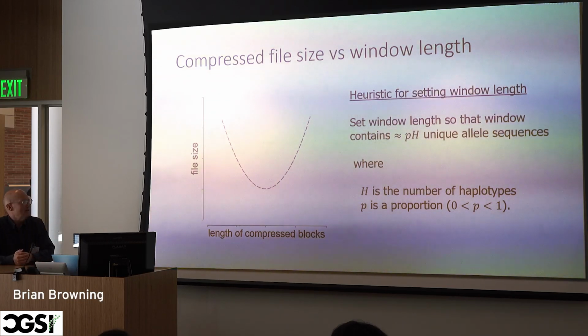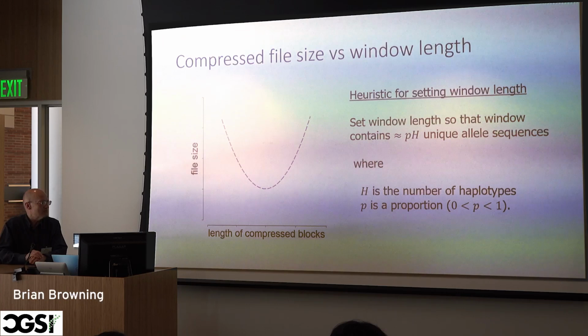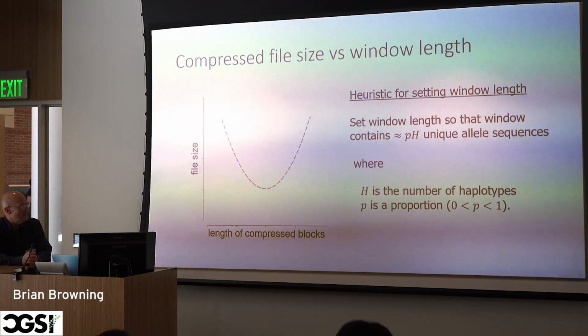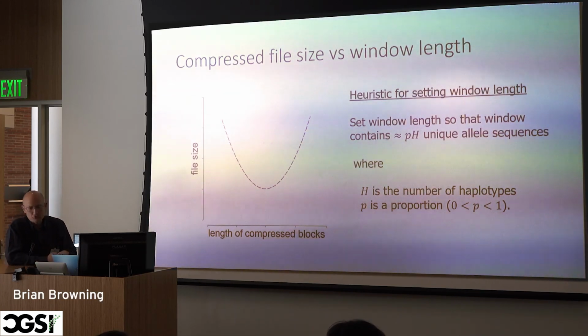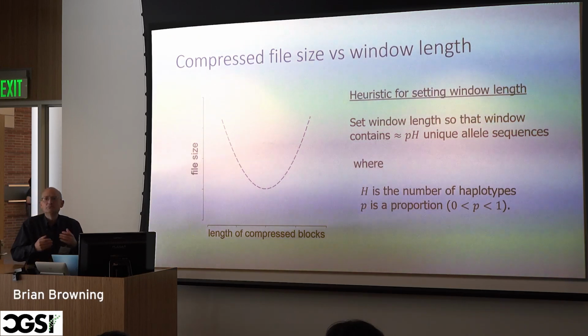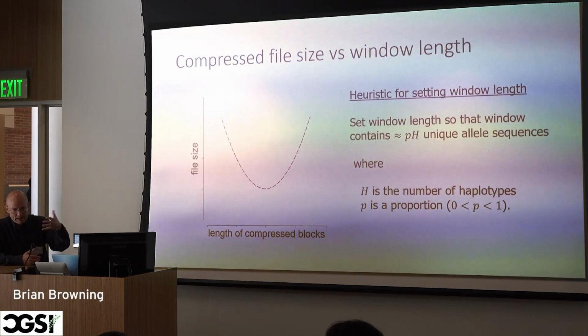The downside is that it's tough to parallelize. It's a very sequential algorithm. But other than that, conceptually, it's very straightforward. And you can tune the p for your type of data to see what works well. And then once you have the windows, you look at the unique allele sequences and you store them and get the map from haplotype to allele sequence, the pointer.